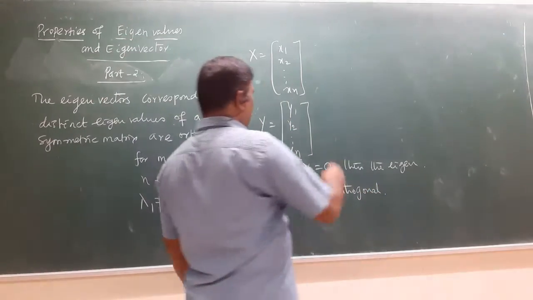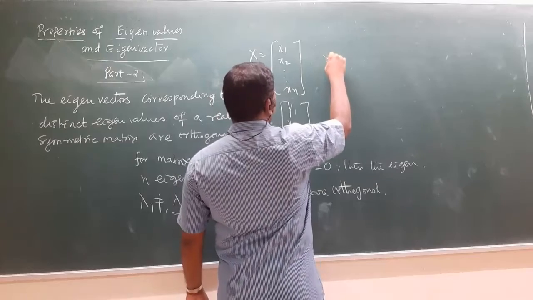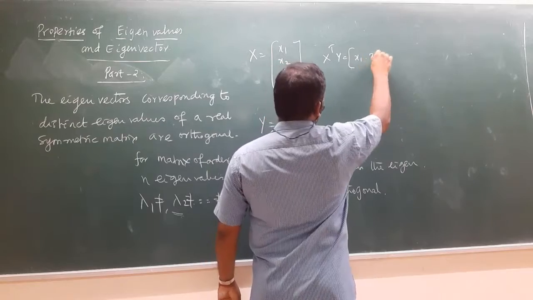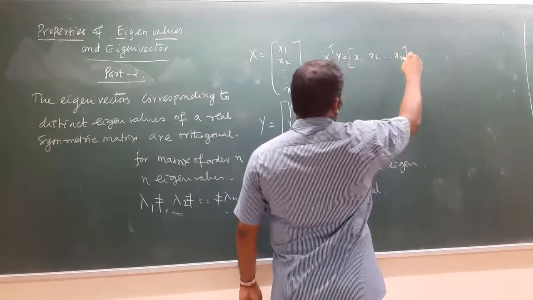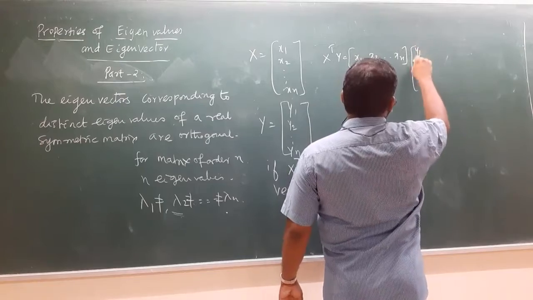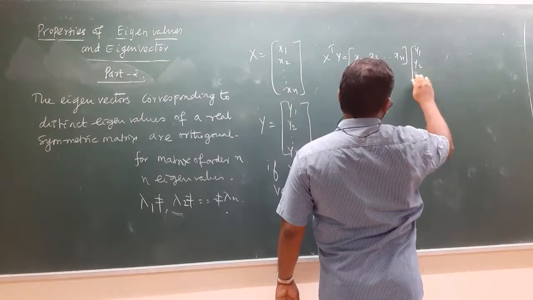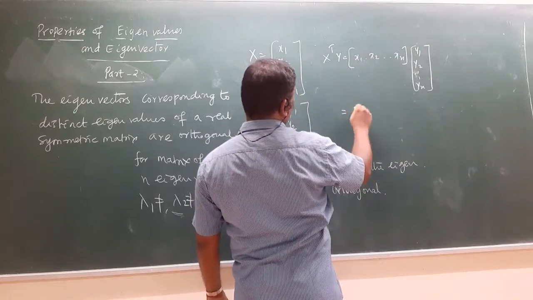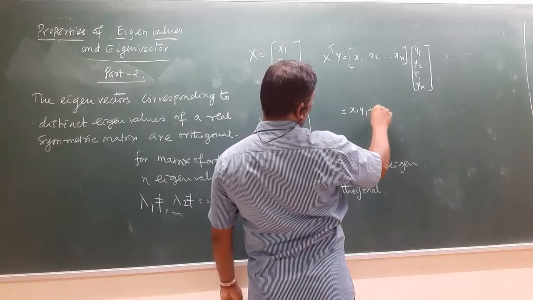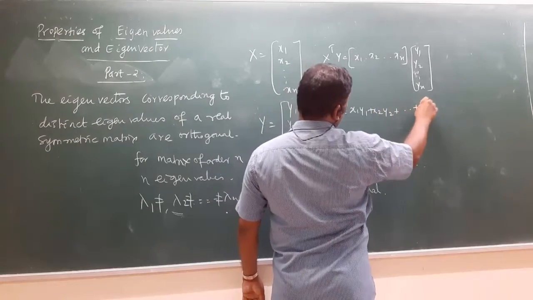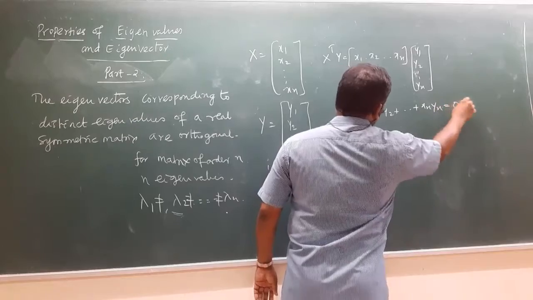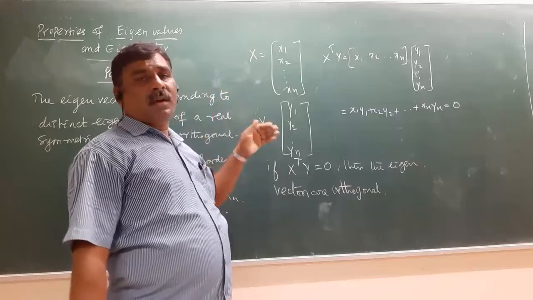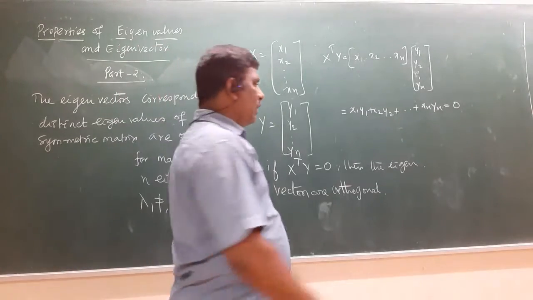That means, what is x transpose y here? x transpose y equal to (x1, x2, ..., xn) times (y1, y2, ..., yn), that is equal to x1 y1 plus x2 y2 plus ... plus xn yn. When it is equal to 0, then we can say that x and y are orthogonal. Okay.